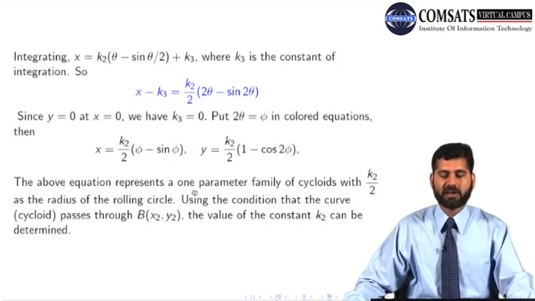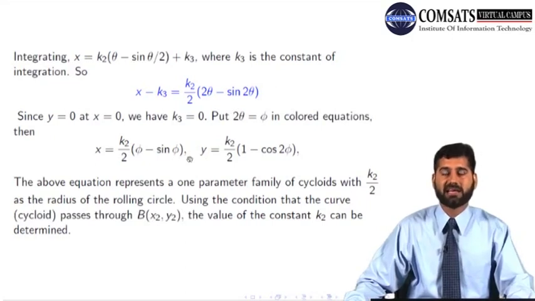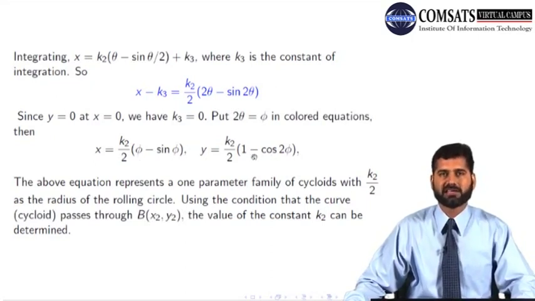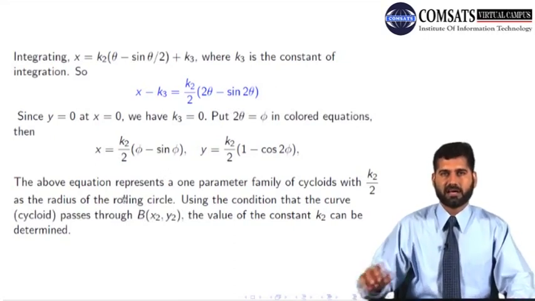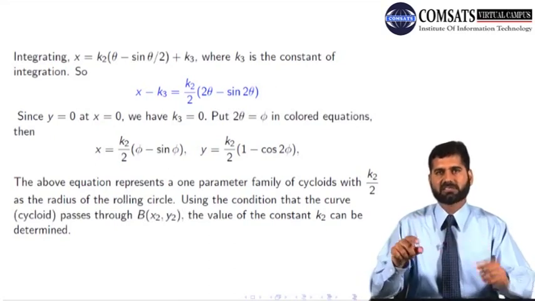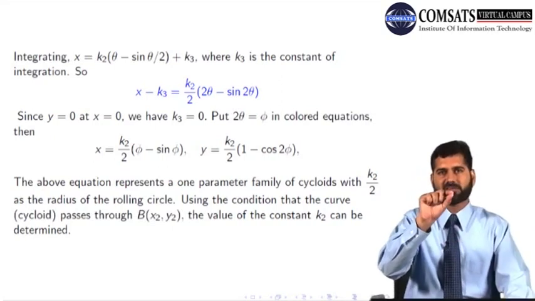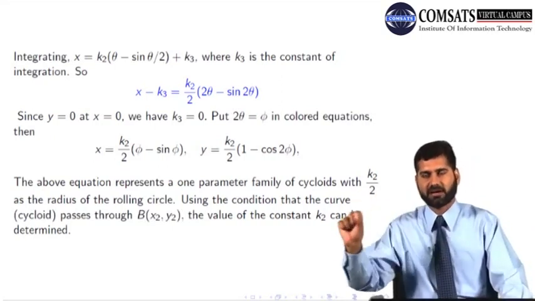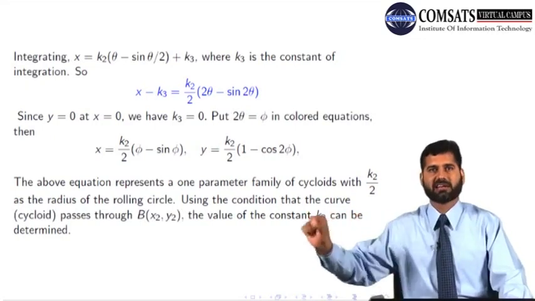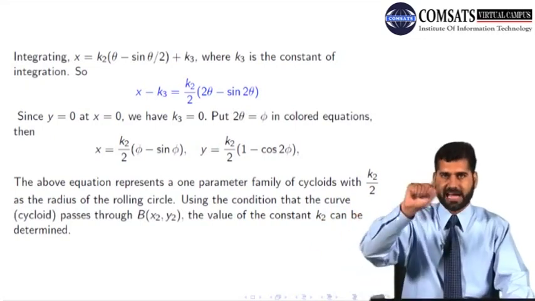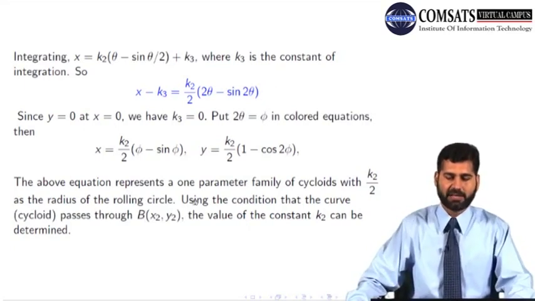So the above equation represents a one parameter family of cycloids. This is a very well known equation. It's a cycloid. If you go back and open any calculus book and search for cycloids, you will see this is the parametric equation of the cycloid, with k2 by 2 as the radius of the rolling circle. Cycloid is given by the rolling circle. If you take one point on the circle and roll the circle, the curve traced by that moving point is the cycloid. So the radius of that moving circle is k2 by 2 here.